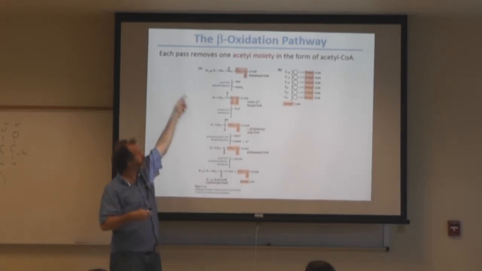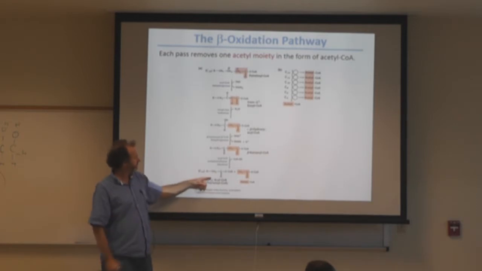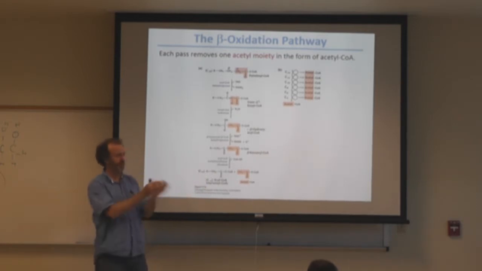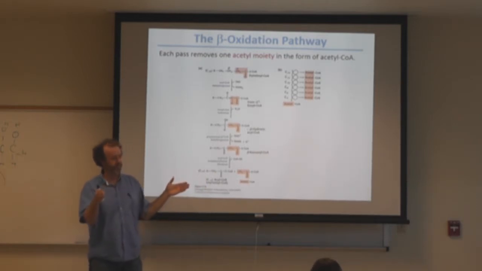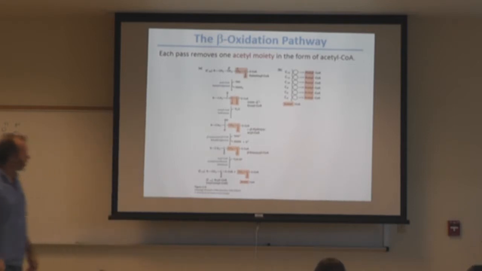And this will go on and do all those 4 reactions again, 7 more times until you're down to the final acetyl group. Or if it's an odd one, you'll go to a propionyl group.